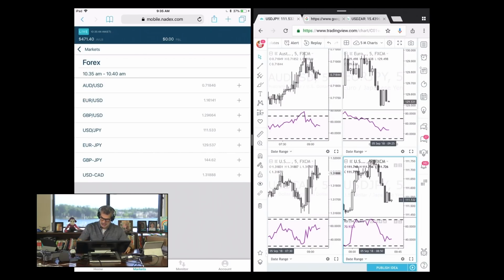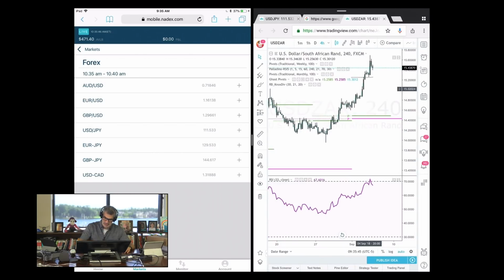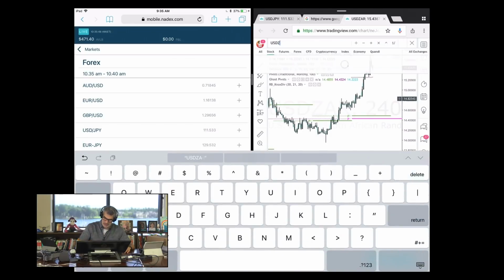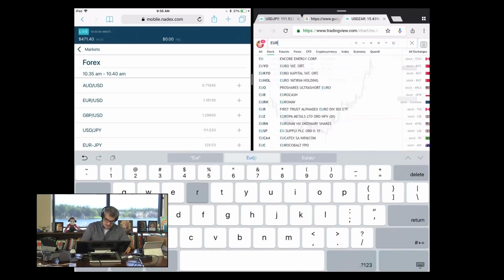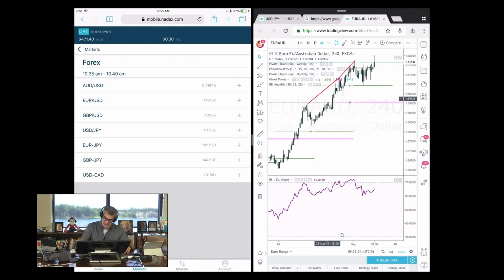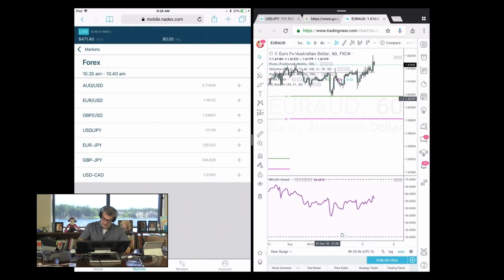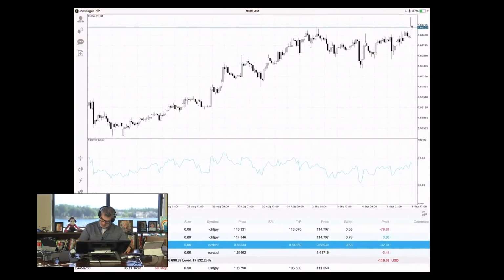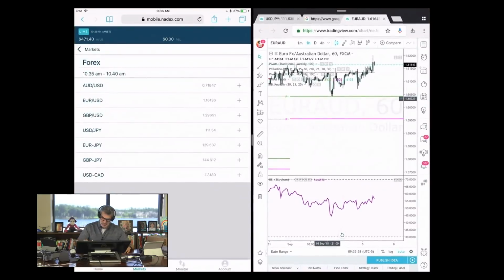Okay, so the Euro Australian is swooning. Let's see here. Oh, it's doing nicely. I like this. We don't need a huge move. Maybe just like 500 pips or something.